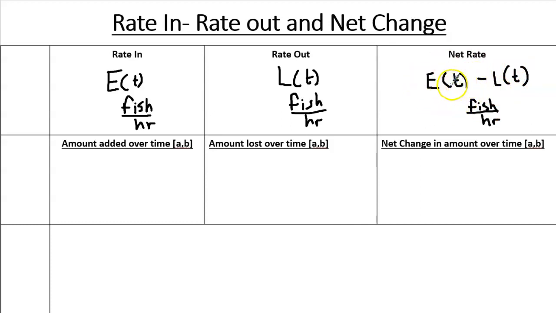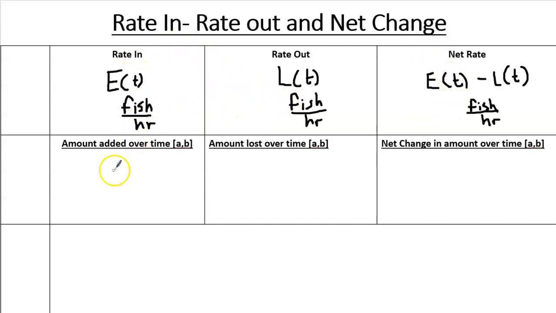So, I mean, let's say that they're coming in at 100 fish per hour, but they're leaving at 50 fish per hour. Well, 100 minus 50 means the overall net rate of change would be 50 fish per hour. Since they're coming in faster than they're leaving, overall, you're going to have a net increase, and so it's going to be increasing at a rate of 50 fish per hour, and that's what that means. So you have your rate in, you have your rate out, and you have your net rate.